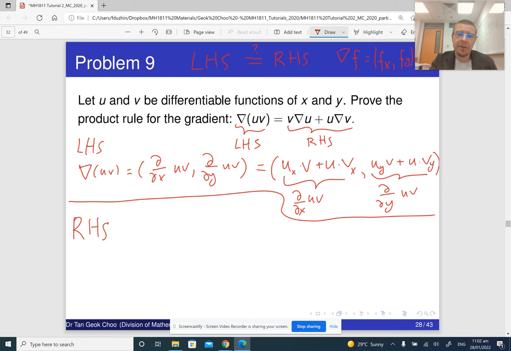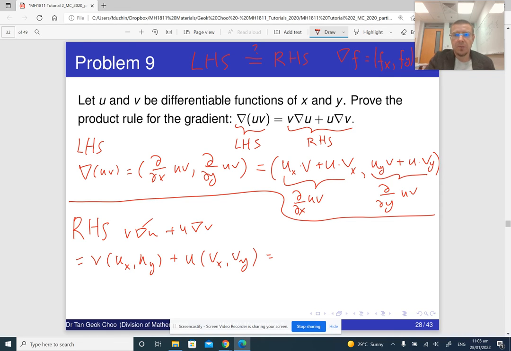So v times nabla u plus u times nabla v. Let me just copy it first. So v times nabla u. Nabla u is u differentiated with respect to x and u differentiated with respect to y. So it's a vector whose entries are partial derivatives of u with respect to x and y, plus u times nabla v, which is u times the vector of partial derivatives of v with respect to x and y.